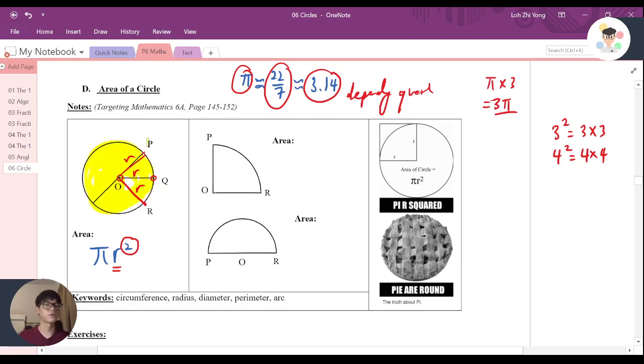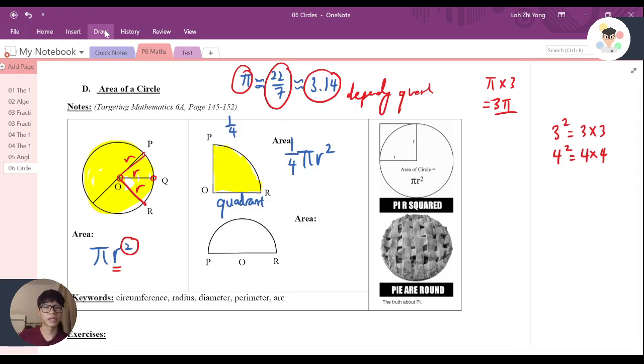Now, sometimes the question might ask you to find the area of a quadrant, or a quarter circle. A quarter circle is only 1/4 of the circle. The area of a circle is pi r squared, so if it's a quadrant, it's 1/4 pi r squared, which means 1/4 times pi times radius two times. Or in simple terms, you can understand it as pi r squared and then divide by 4.